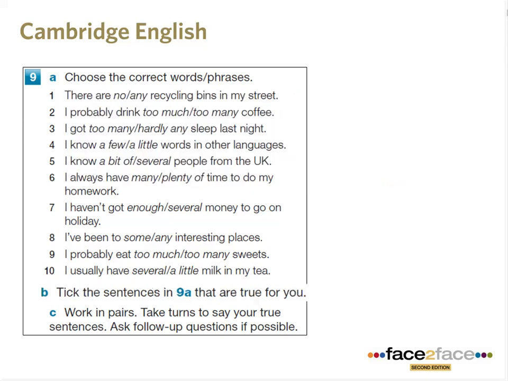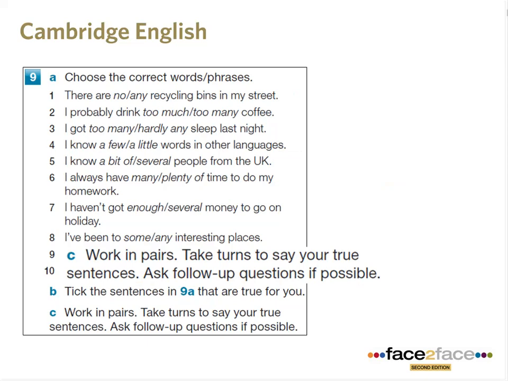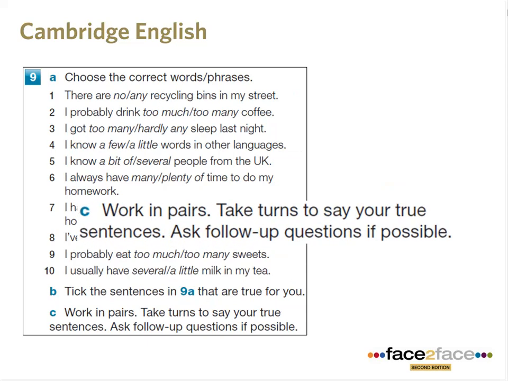Then we ask them to tick the sentences that are true for them. So now because the sentences all begin with I, they can personalize them and think, yes, that's true for me. I didn't get much sleep last night. I was worrying about this talk I had to give today. And after they've ticked them, students work in pairs and take turns to say the true sentences. And again, ask follow-up questions if possible.